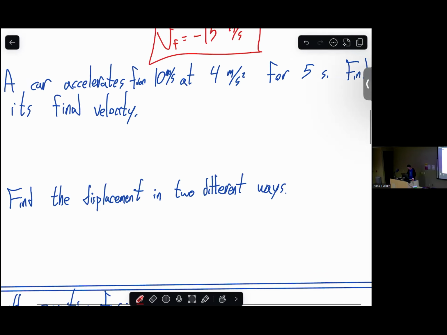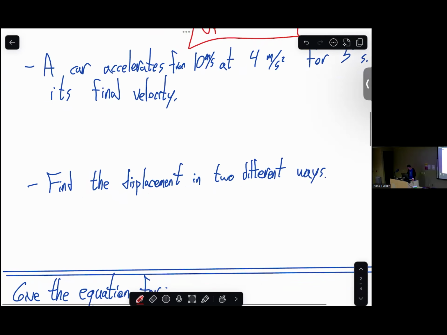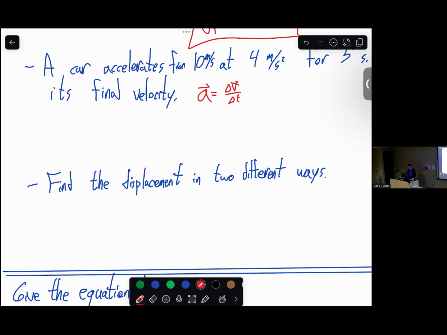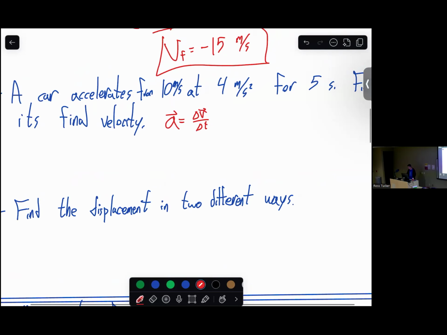What is the meaning of acceleration? What is the defining equation for acceleration? And why is my pen not working? Oh, thank God, it was just unscrewed. Acceleration is defined as the rate at which velocity changes. So if I know the acceleration and I know the time difference, what can I find? A times delta t equals what?